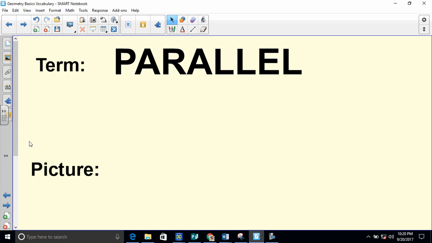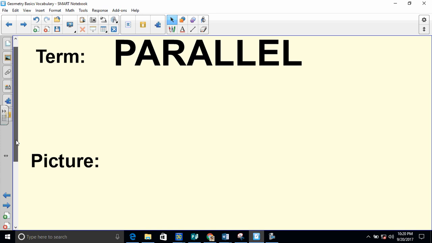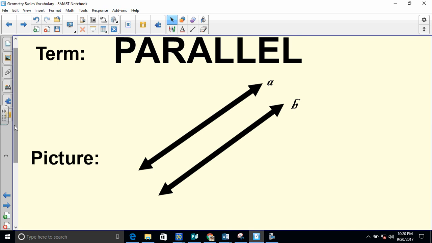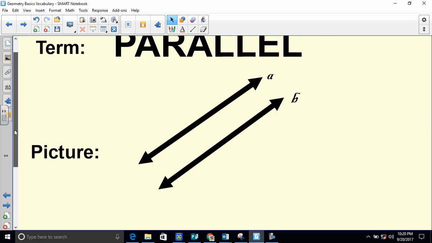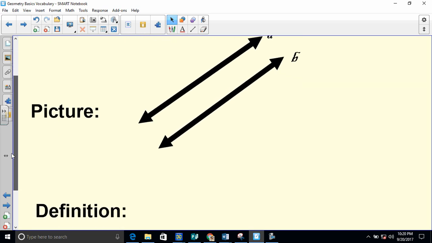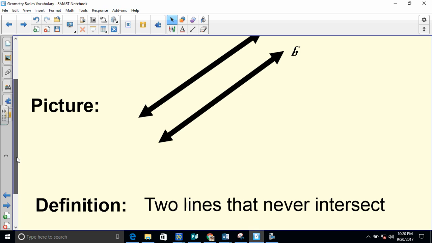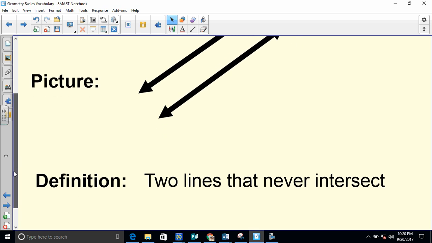Parallel lines. I'm pretty sure you've heard of parallel lines before and you've seen that. So they look like this. And these are 2 lines that never intersect. They stay the same distance apart and they never touch each other.